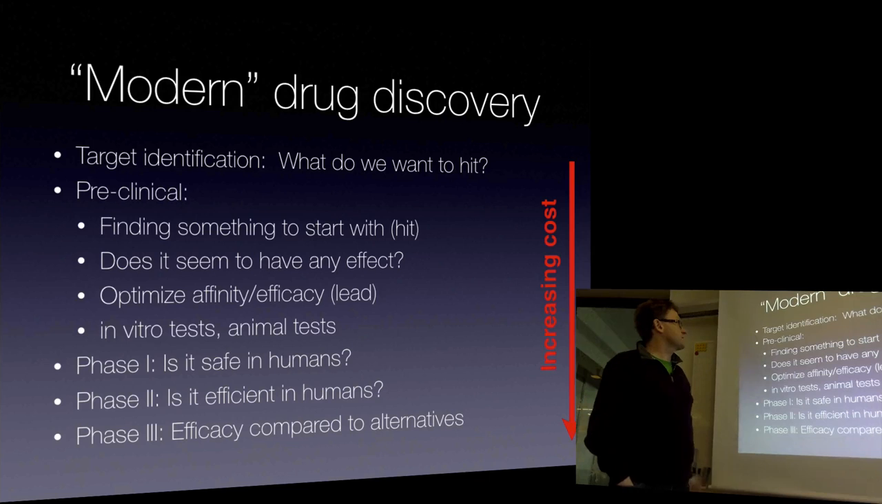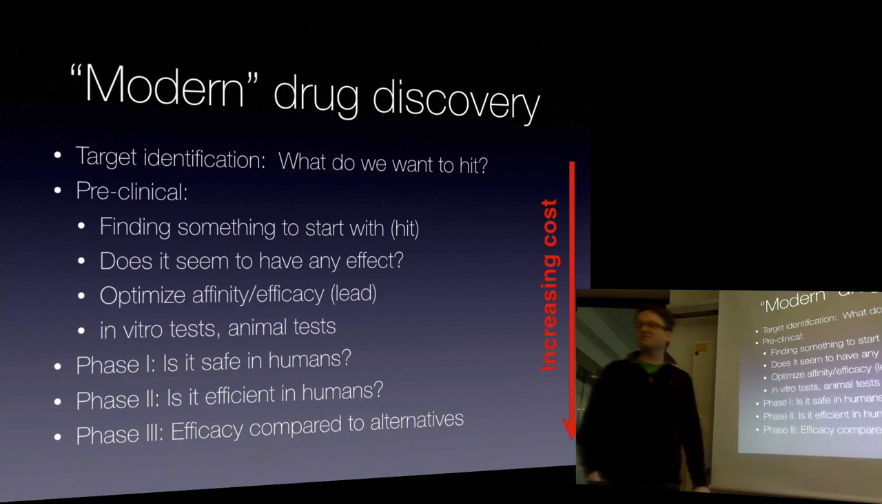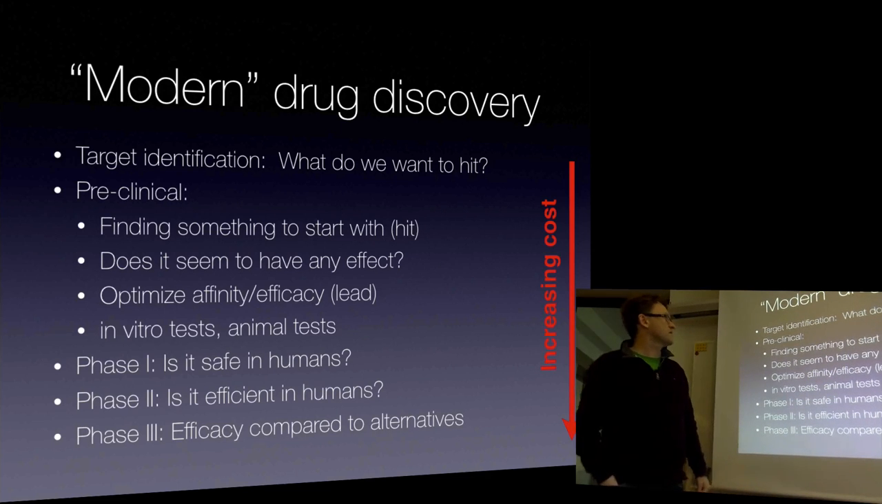Expensive, but necessary. And then there are a couple of different phases. By far the longest phase is what you call preclinical, and that's what we do in this building. So that first you need to find something to start with, a hit. In principle, divine inspiration works there. But that's in principle. In practice, it doesn't work because the probability of finding something with divine inspiration is zero. So you're going to need to find something to start with, which was traditionally the Amazon.